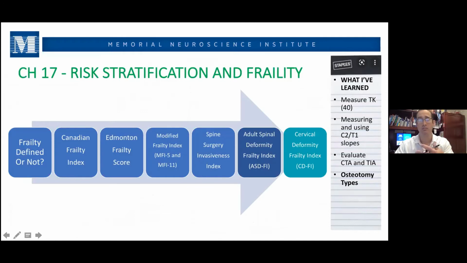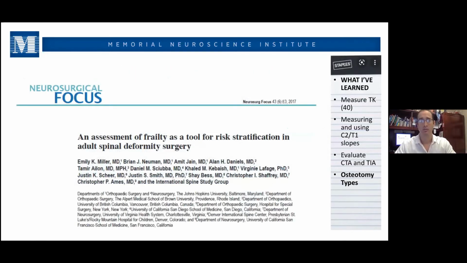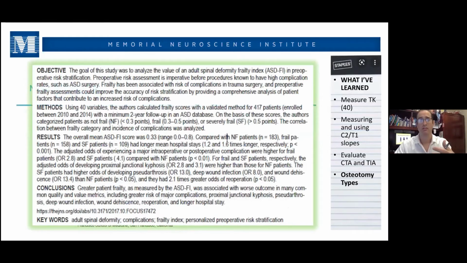Even the concept of frailty, the way it's defined is variable, but the goal is to identify patients at risk for failure in any way. And there's an adult deformity frailty score in Neurosurgical Focus from 2017. That was for adult spinal deformity. That's been applied to the cervical spinal deformity literature. That's why it's in this book this time around.